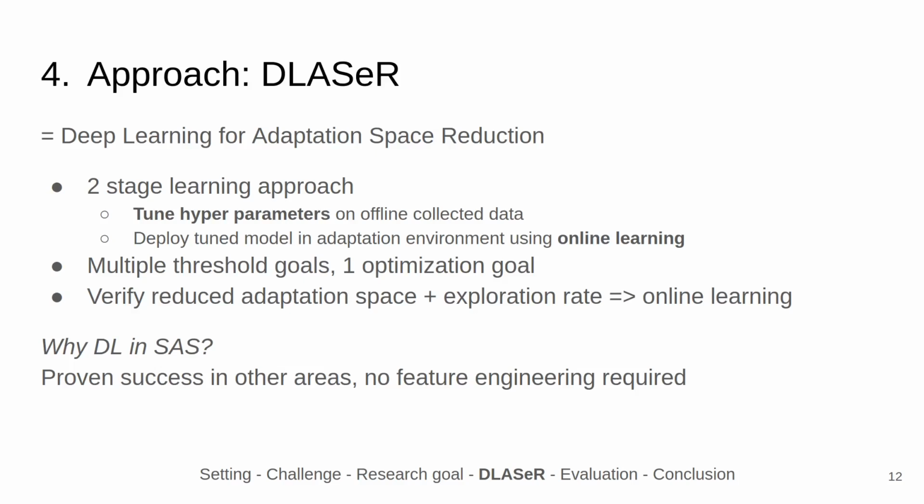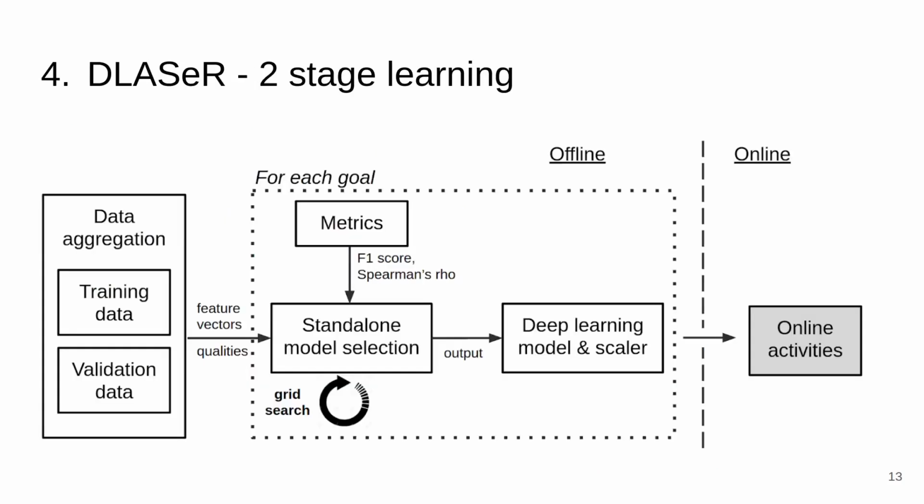Then one might question why we use deep learning in self-adaptive systems. First of all, given the success in many other areas, and also the fact that deep learning requires no feature engineering, which makes applicability in practice considerably easier. So our DLASER solution, as said before, is composed of two stages.